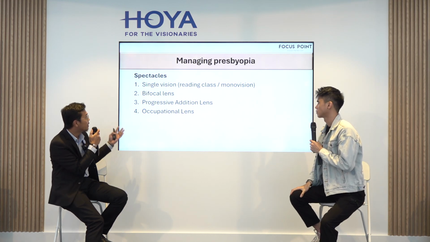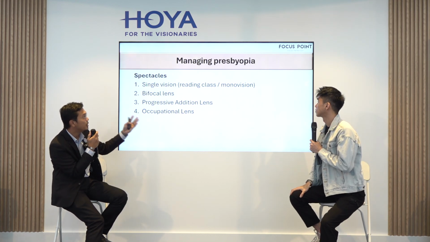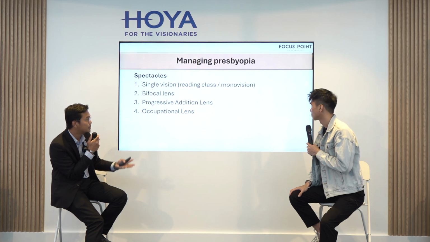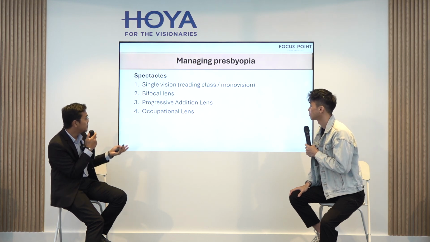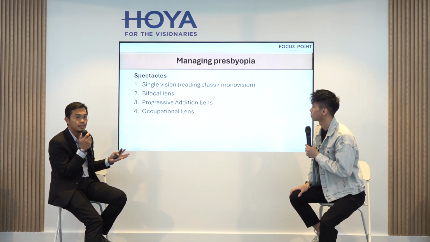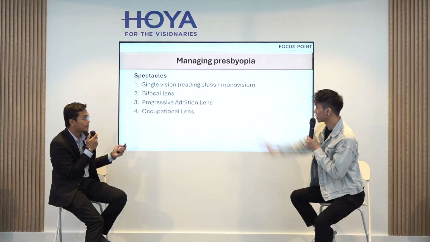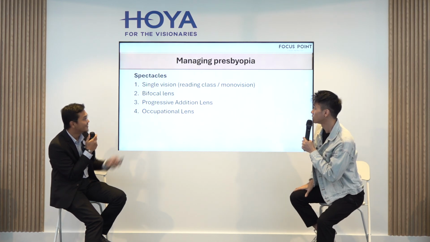We have single vision, or you can make a reading glass or monovision lenses. We have bifocal, progressive addition lenses, and occupational lenses. What is the difference between all these four? Okay, so we go one by one now.